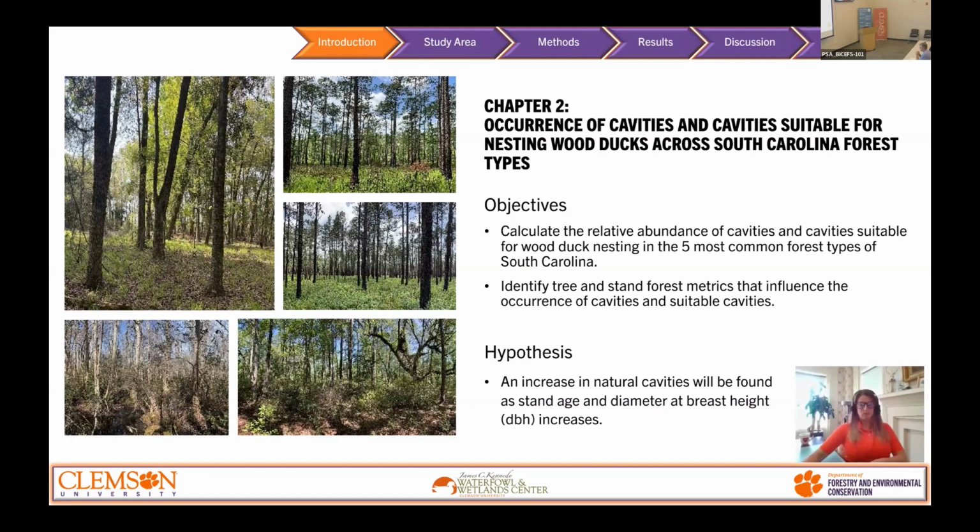My hypothesis was that an increase in natural cavities will be found as stand age and DBH increases. And bridging this gap in knowledge is really vital to conserving and managing wood ducks and other cavity-dependent wildlife species, as well as informing forest management practices in this understudied region.